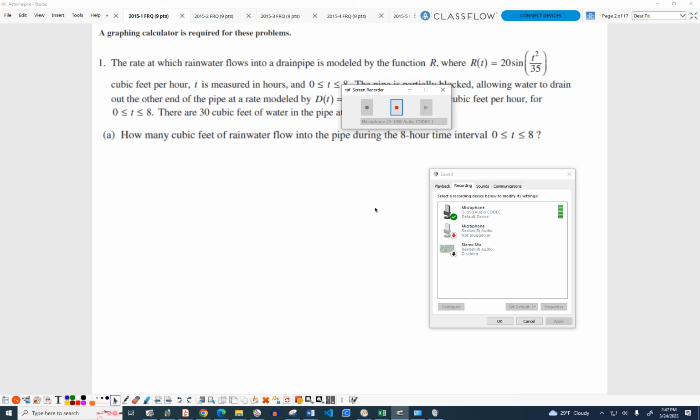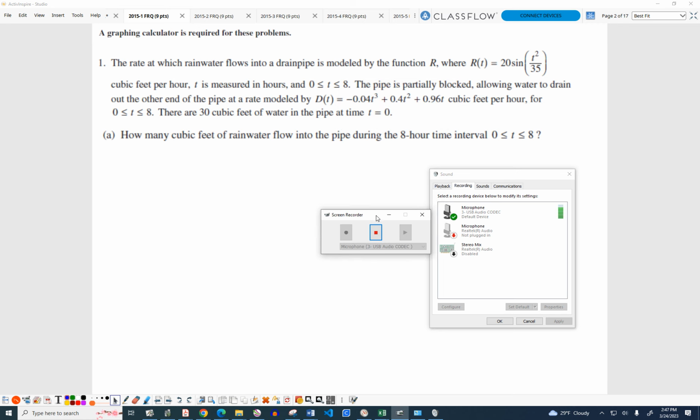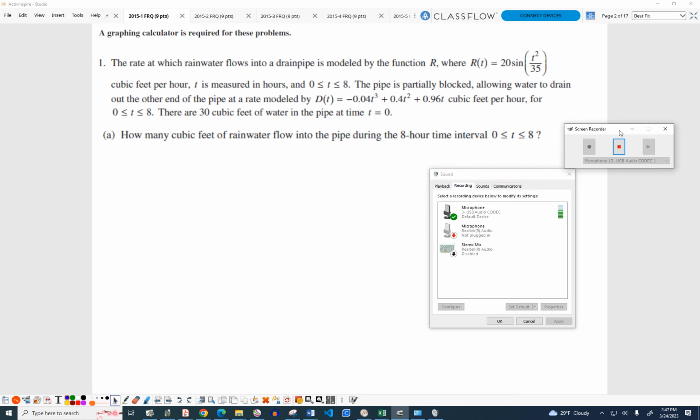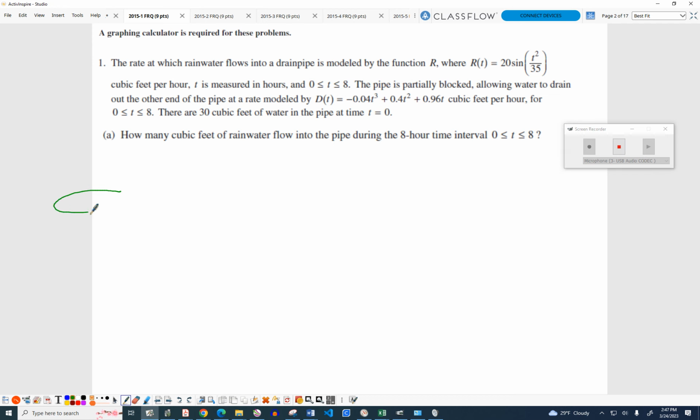Okay, here we go. Number one, part A. The problem talks about rainwater flowing into a pipe. As always, I don't care that it's a pipe. Everything to me on the AP test is a tank. So we've got rainwater flowing into a pipe, but I just think of a tank.